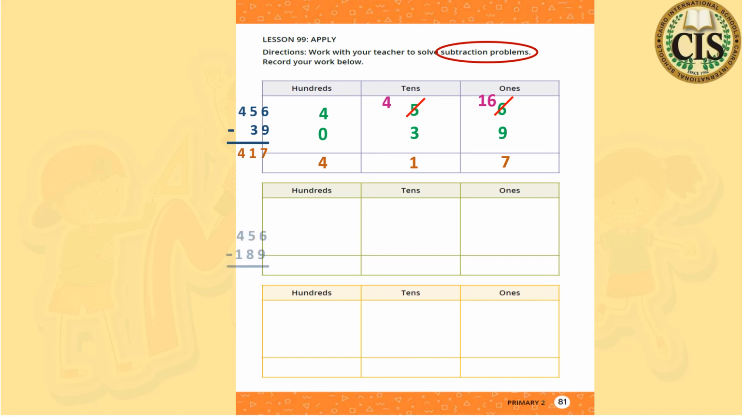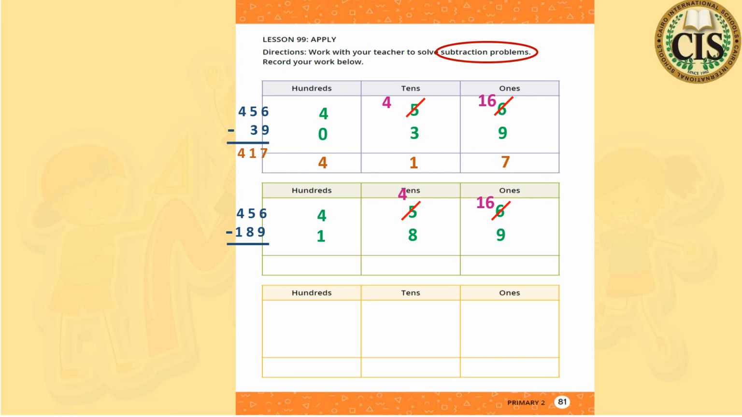The next question, 456 minus 189. We will write 4 in hundreds, 5 in tens, 6 in ones. 189, we will write 1 in hundreds, 8 in tens, and 9 in ones. Now 6 minus 9. Can we subtract 6 minus 9? Do we have more on top? No. So we will go to the next door and knock, knock, knock. 5, can you please give me 1 ten? 5 will say, okay. Now 6 becomes 16 and 5 becomes 4.